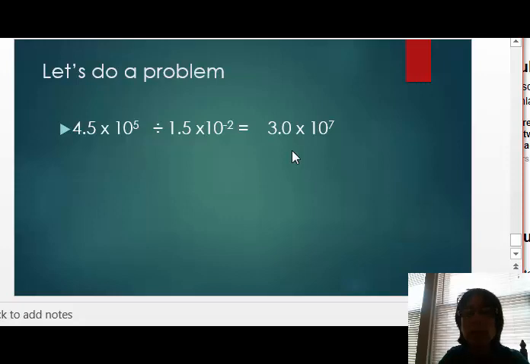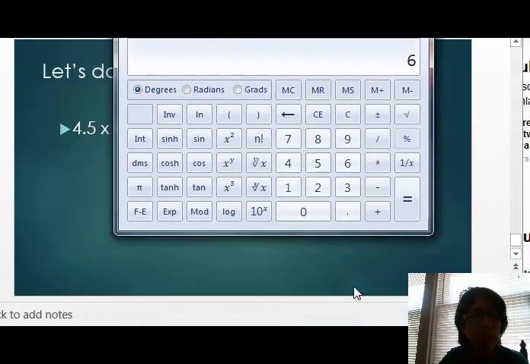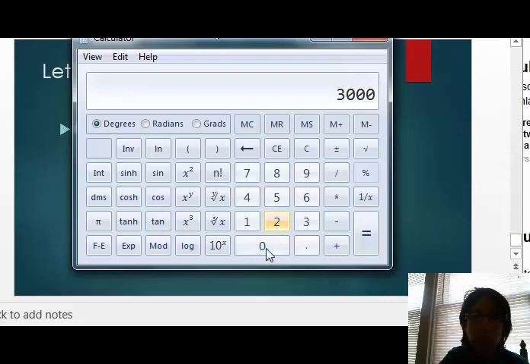Pause the video and do the same problem using the 10 to the X key on your calculator. It is likely that your answer is 3,000, which is incorrect. When you use the 10 to the X key, your calculator does not know that you're using scientific notation and will multiply by each power of 10, even if you're trying to divide a power of 10.